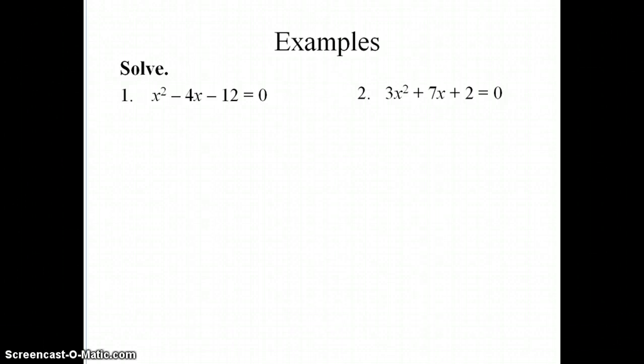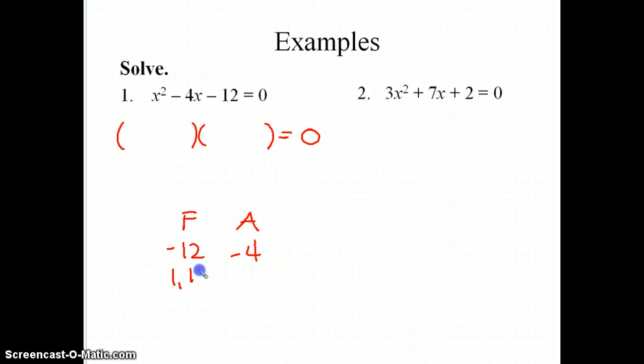So we'll go through our checklist to see if there's a GCF, a difference of two squares, a perfect square trinomial, factor add, or the grouping method. When I go through those 6 steps, I note that this is a factor add problem. So I am going to have 2 factors. I am going to be looking for factors of negative 12 that add to negative 4.